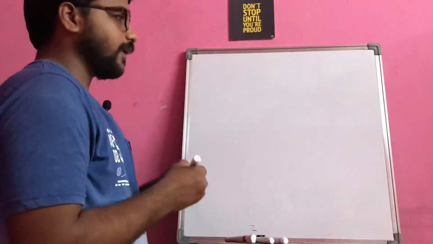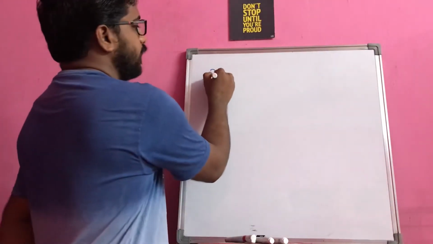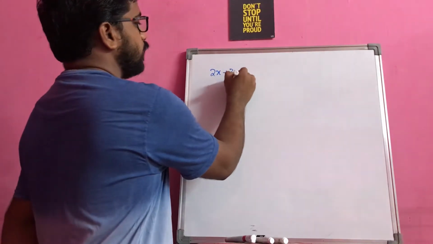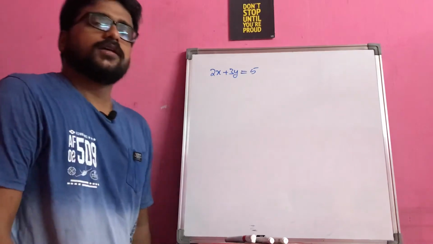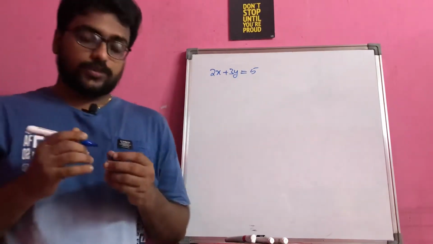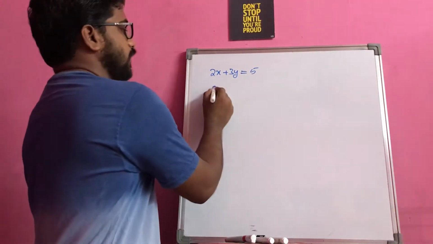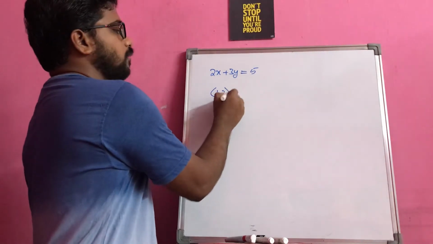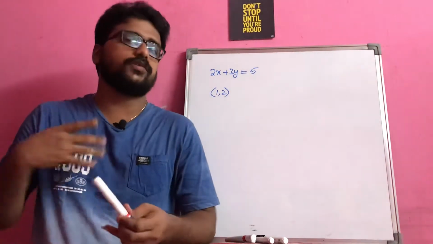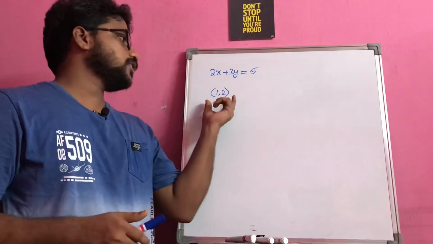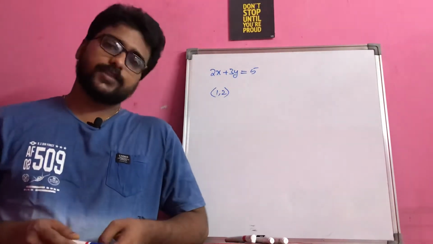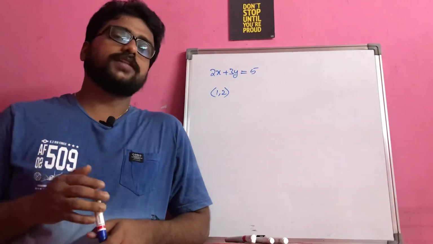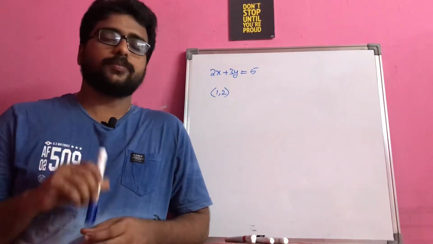Now see this one. For example, if I have a line like this, 2x plus 3y is equal to 5. If I ask you to check whether this line is passing through the point (1, 2) or not, what we will generally do is substitute this point (1, 2) in this equation and cross check whether it is satisfying or not. If it is satisfying, then we will say that it is passing through the point.